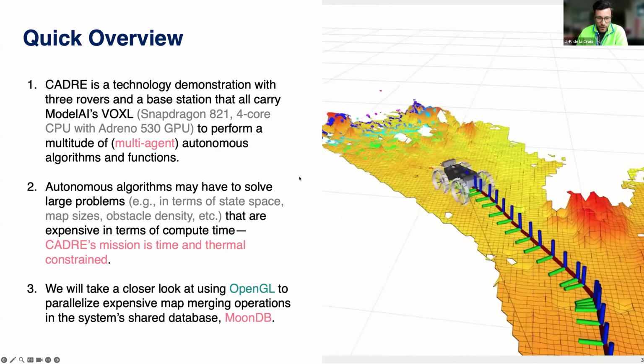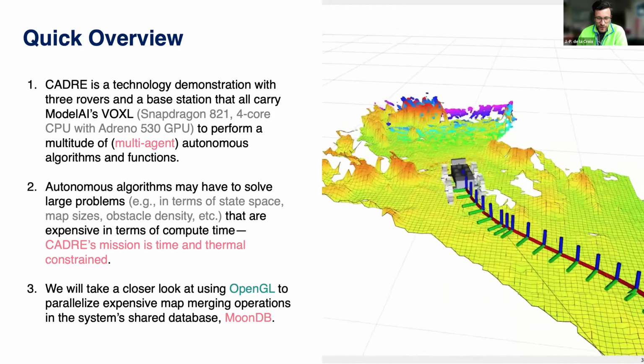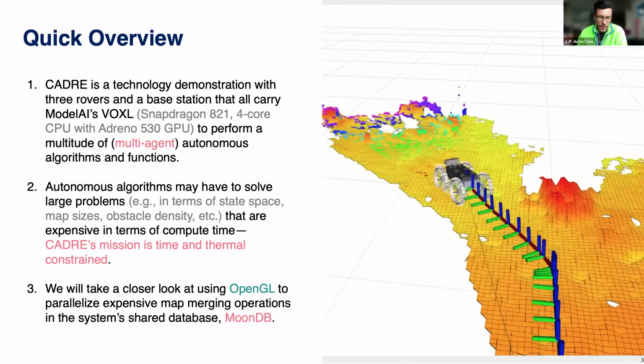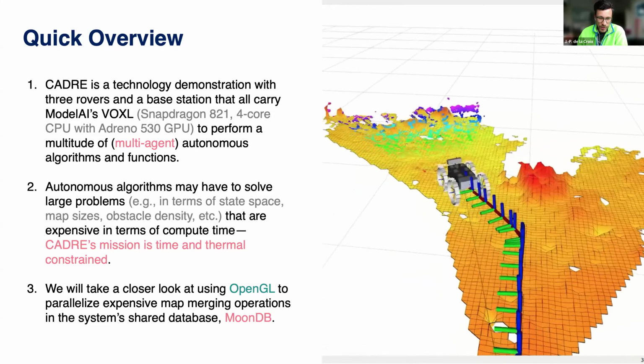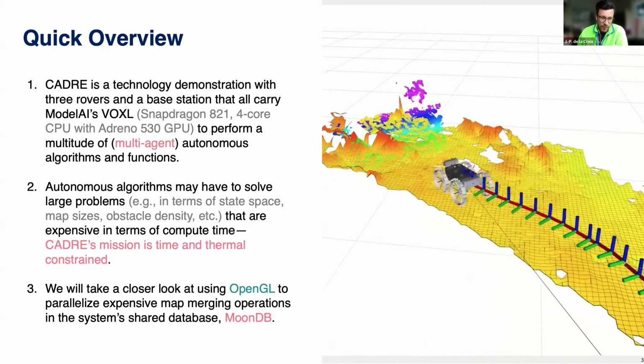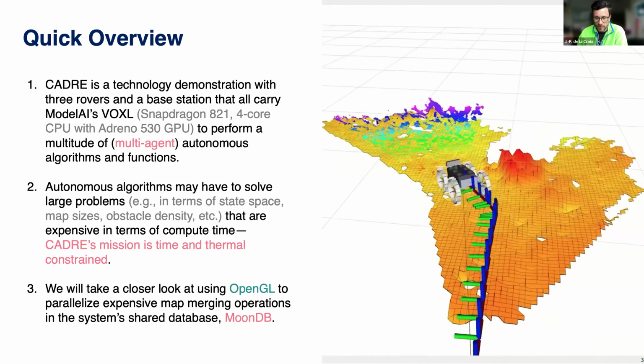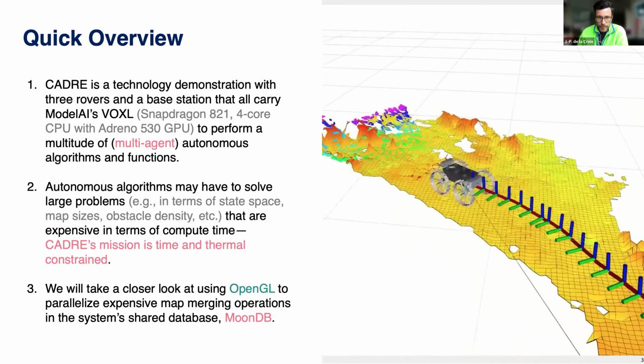So today I'm going to talk a little bit about how we split up one specific expensive operation, which is this map merging operation, where you have multiple agents that are generating maps, and we want to merge that all into one cohesive map for planning.